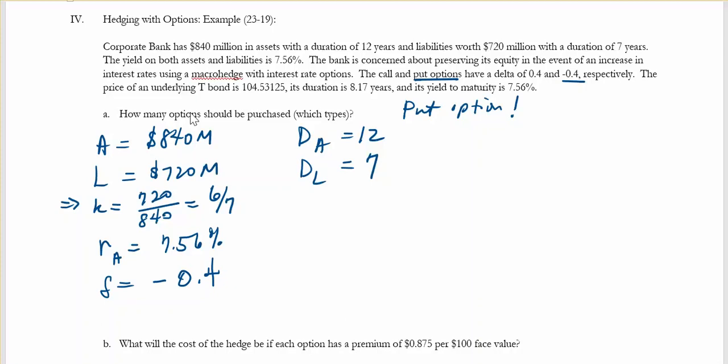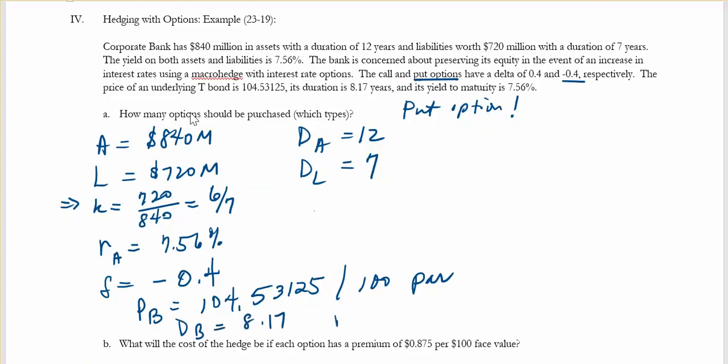The price of the underlying T-bond is $104.53125. Now, the implication is that this is per $100 par. And you just got to get used to this in finance, that a lot of bond prices are quoted per $100 or $1,000 par, and you just have to tell from the magnitude of the number which one it must be. And the duration of the bond is 8.17 years, and the interest rate of the bond is 7.56%.